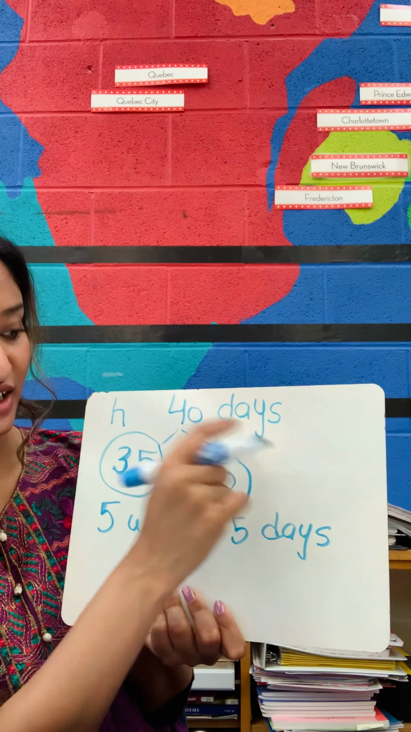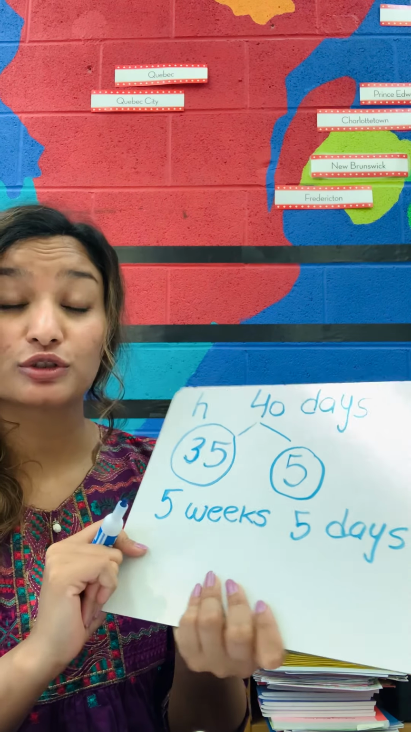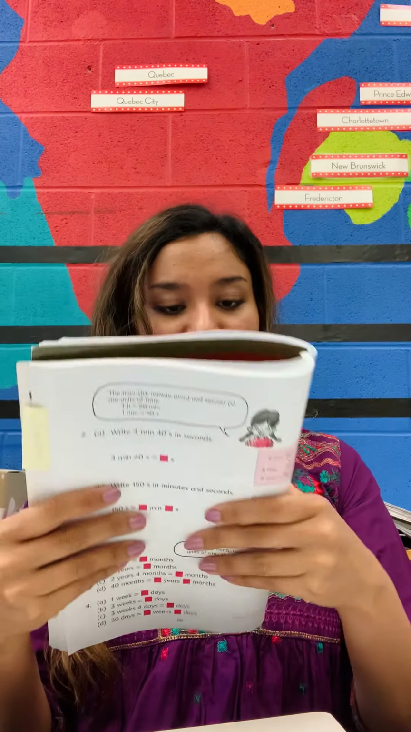in 40 days, okay? So anytime you have to take your weeks to your days, all you have to do is say the times table and multiply your number of weeks by 7, okay? And on that note, let's go to our next question.